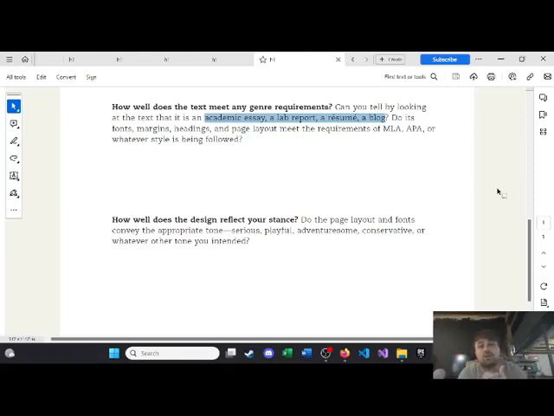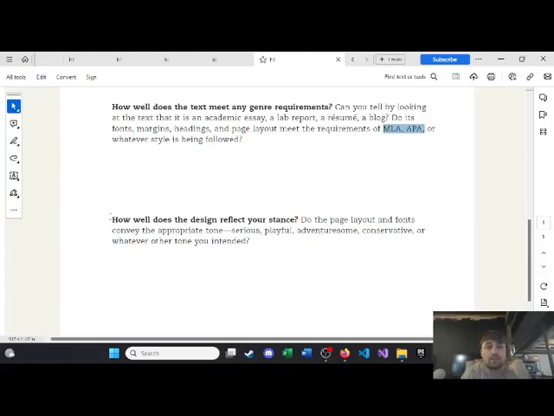So each of those different types of genres have different requirements. Are you successful in creating that genre by fulfilling those requirements? Ask yourself that question. And if you're trying to follow a certain formatting, like MLA or APA, you want to ask yourself, like, am I following that formatting? And you have to look up what are the requirements for that formatting.